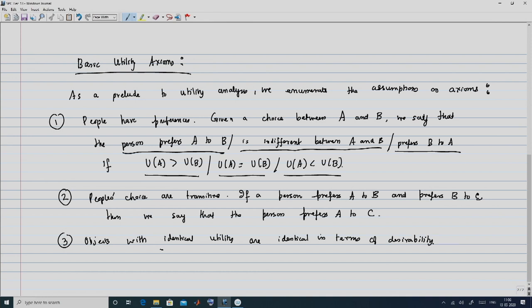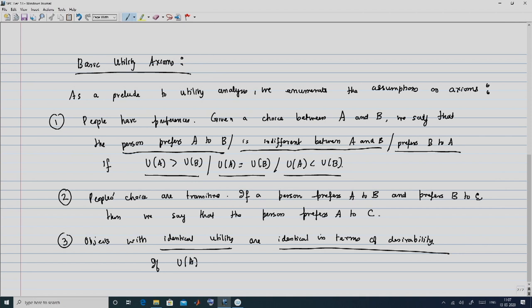So this means that if alternatives have identical utility, then it implies that they are identical in terms of desirability or preference from the point of view of the person concerned. So this means that if UA is equal to UD and UA is greater than UB, then since UA equal to UD, I can say that UD is greater than UB.